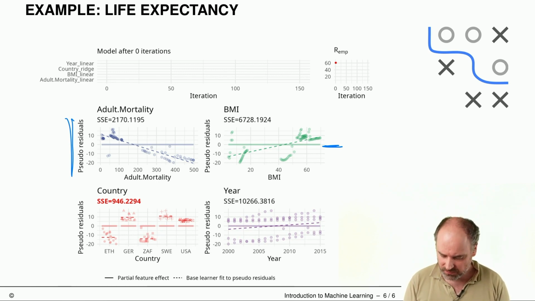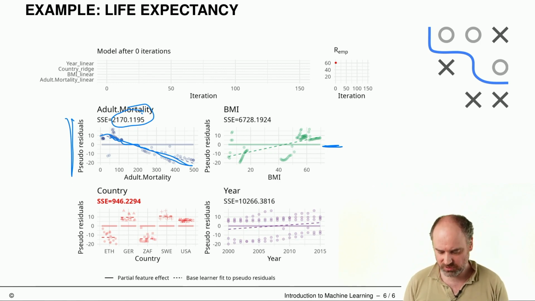And you can see how the candidate model would look if we would fit against the vector of pseudo-residuals, and which SSE we would get. And if we now iterate over this, in the inner loop, we would now select the optimal one from these 4.